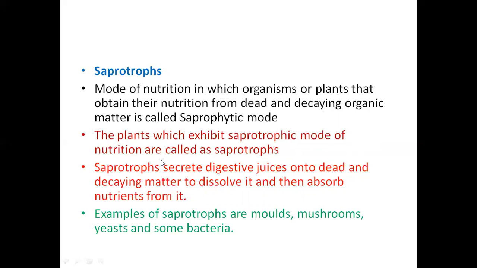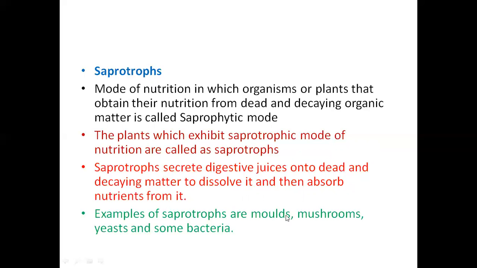How do they get nourishment from such dead and decayed organisms? These saprotrophs secrete a kind of juice. What is that juice called? Digestive juice, onto dead and decaying matter. What for? To dissolve it, to dissolve the nutrients, because it can absorb only in the soluble form. So it dissolves it and then absorbs nutrients from it. This is how the mode of nutrition takes place. Once again, saprotrophs secrete digestive juices onto dead and decaying matter to dissolve it and then absorb the nutrients from it.